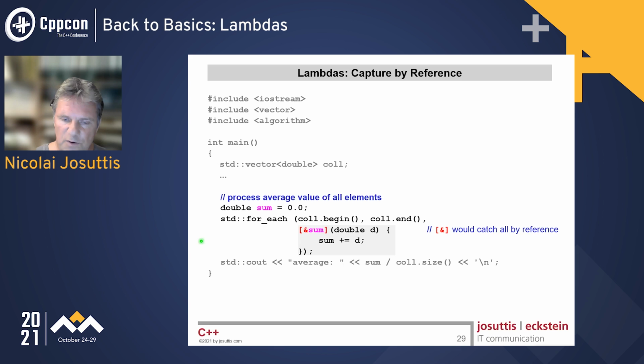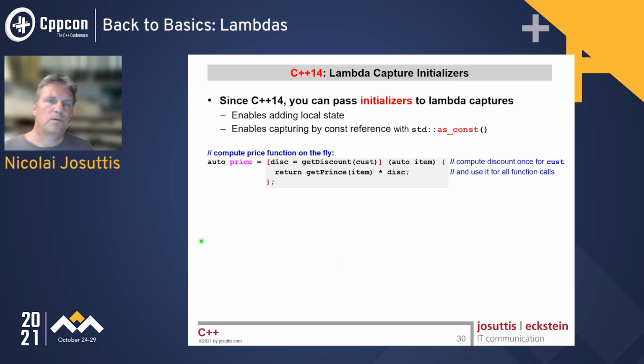With C++14, we also introduced something like this. You don't have to capture things that already exist. You can create them on the fly. So this is like the text function before. Let's create a discount function. And what do we do? Well, we initialize the discount here as the result of calling discount for a customer defined before. And with this discount, we create a function, local copy.